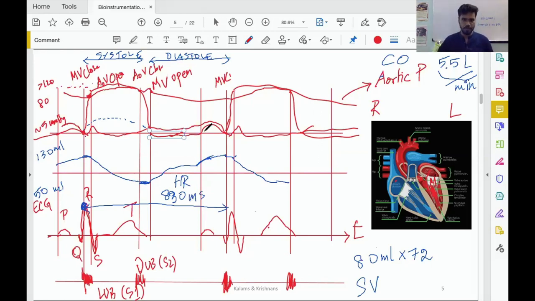Okay. So all these things that we wrote down here, this heart rate, stroke volume, cardiac outputs are likely GATE questions. They may not ask you from the Wiggers diagram, but they can give you these volumes. The stroke volume is 80 ml. Calculate the cardiac output. That's a typical question. They give you the heart rate. Okay, a single beat takes 900 milliseconds. What is the beats per minute? That's a typical question.